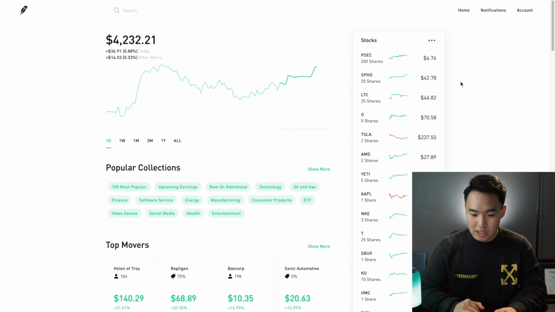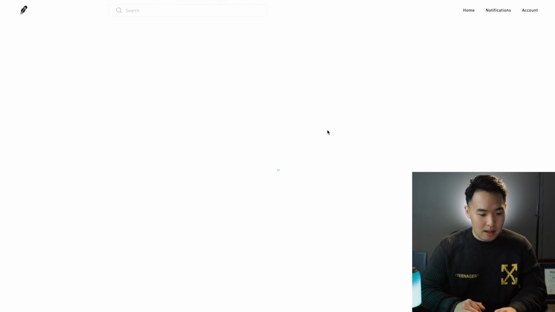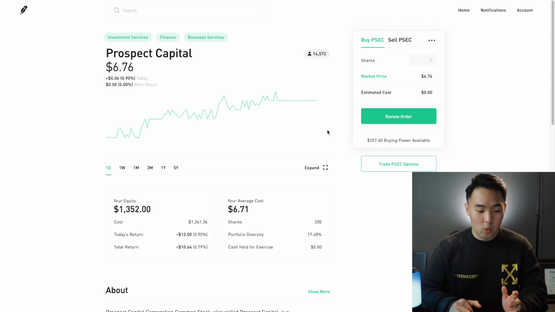But let's take a closer look at some of the stocks here. One of my favorite stocks is PSEC. PSEC is a monthly dividend paying stock. When you're looking at the screen here, you don't really see any difference. It actually looks exactly the same as on the mobile app.